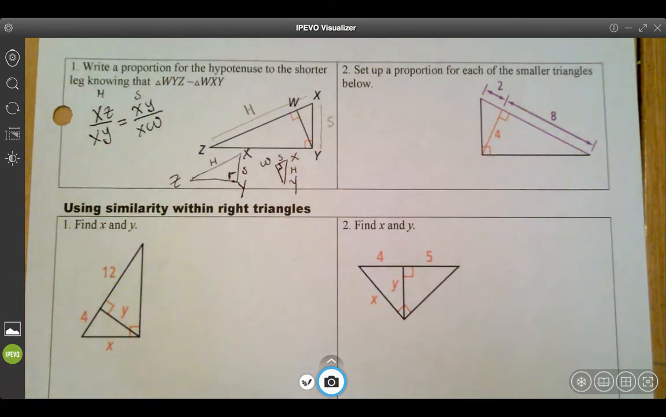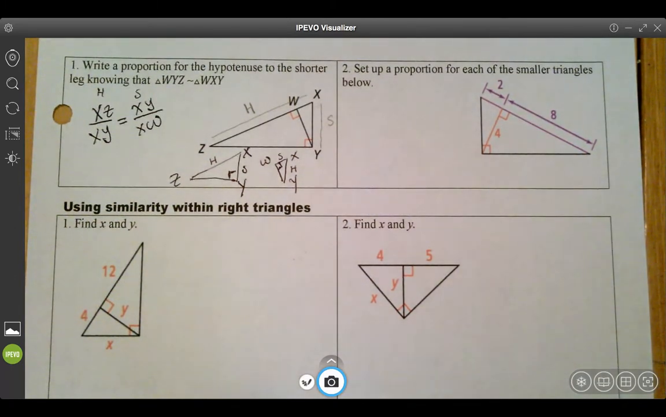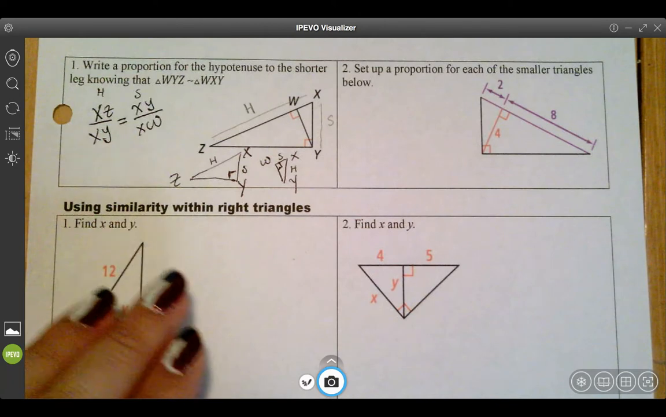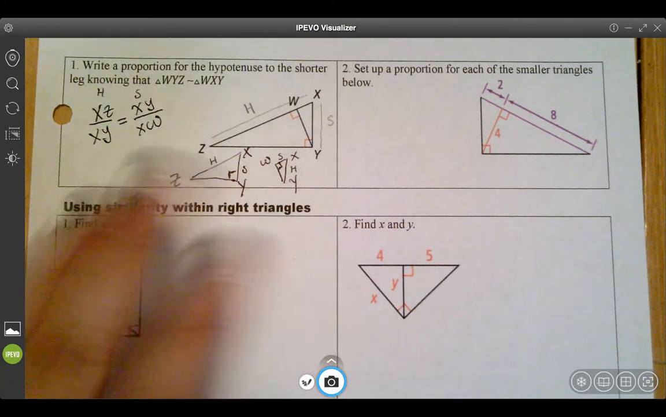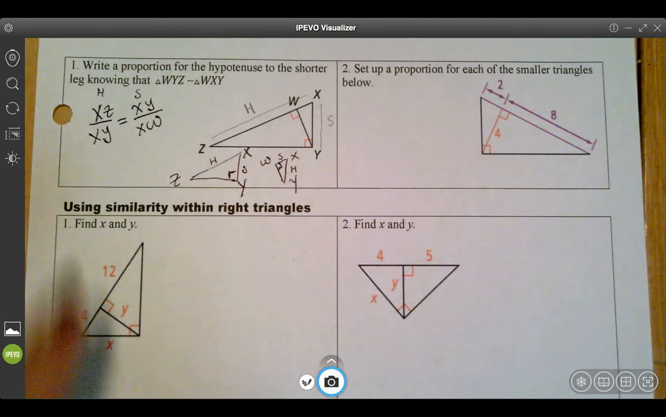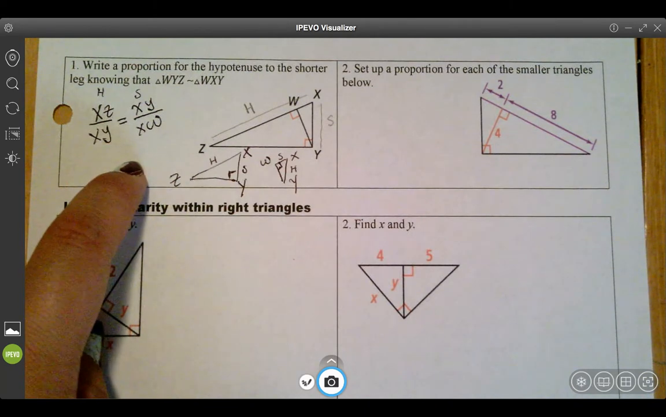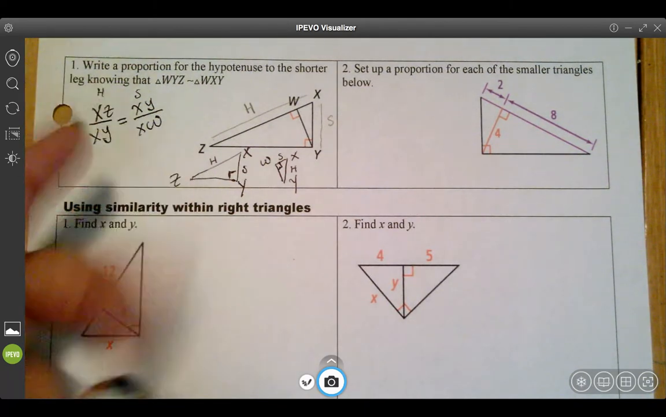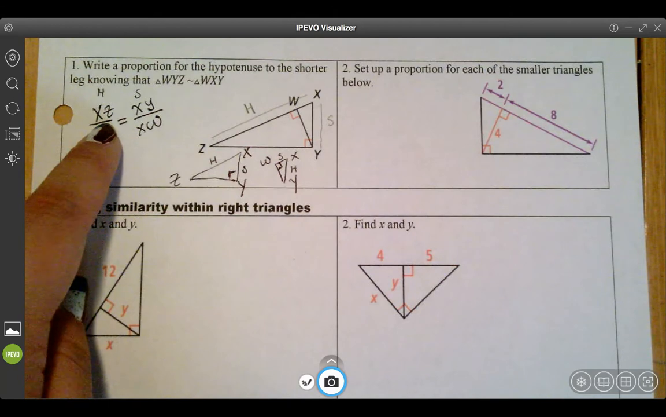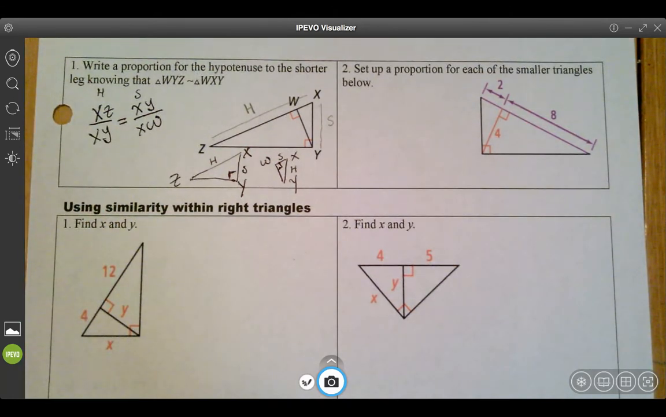It's not the only proportion we could have made. We could have made other ones if we had chosen to use, for example, a different side of one of the triangles. But this is the most straightforward way. And then again, naming the sides, you could have named them backwards. We could have called that ZX instead of XZ. So all of those naming techniques that we learned in the past few weeks still apply.